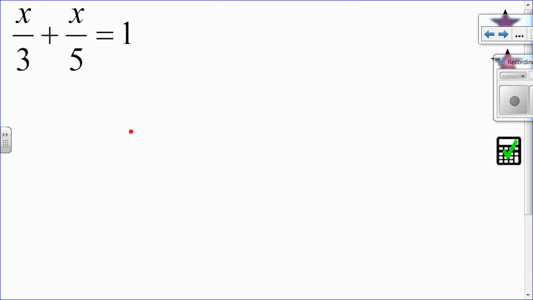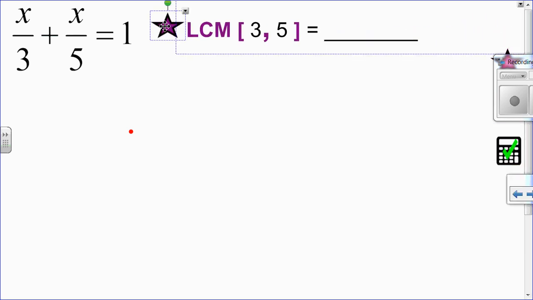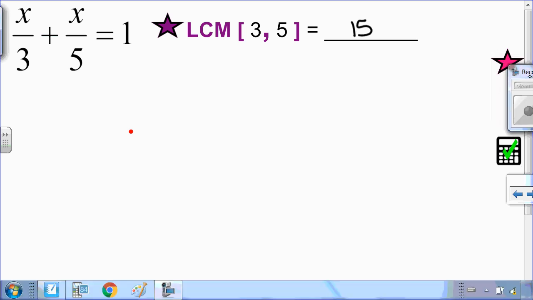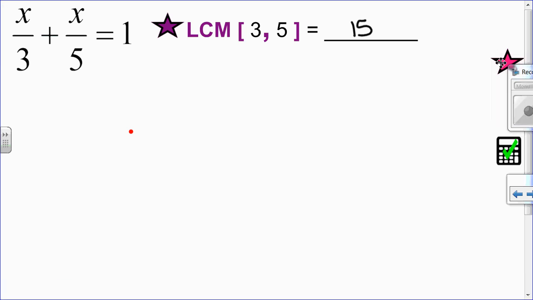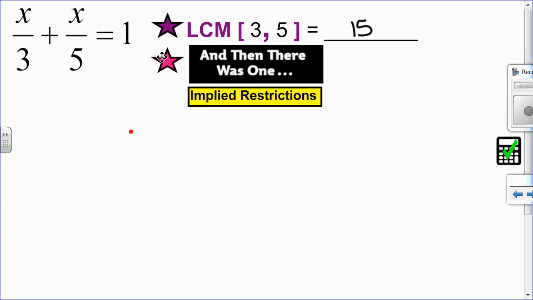So let's look at how do we solve this and what are my restrictions and lowest common multiple. So here the lowest common multiple between 3 and 5 is 15. So I'm going to be multiplying every piece of that equation by 15. Now let's talk about the restrictions. Because I'm dividing by a number, there are no restrictions for the equation, but for the question there are restrictions. Only one, and that's an implied restriction.